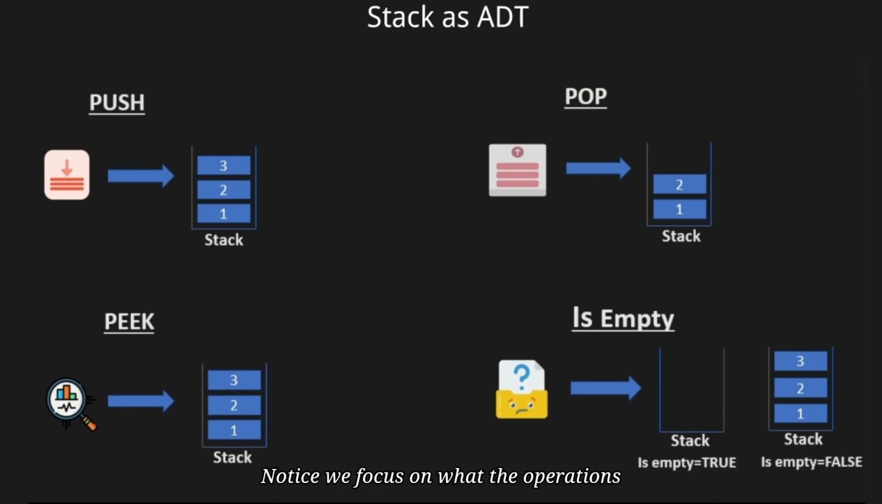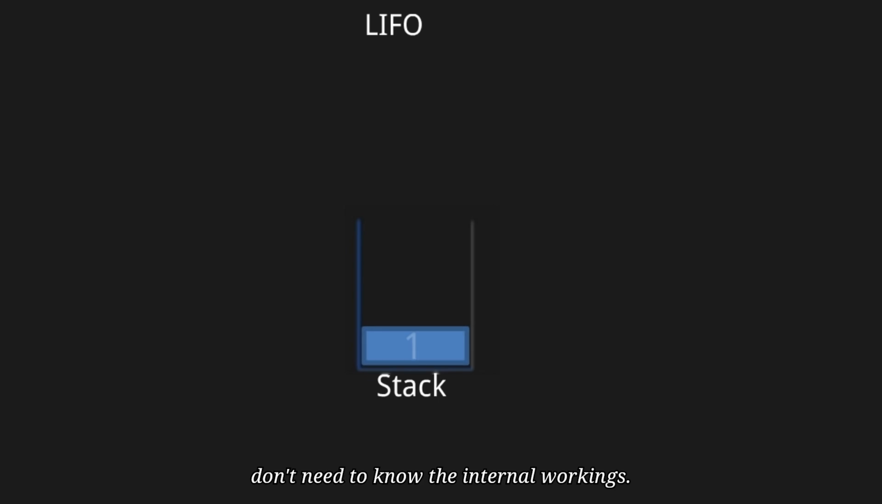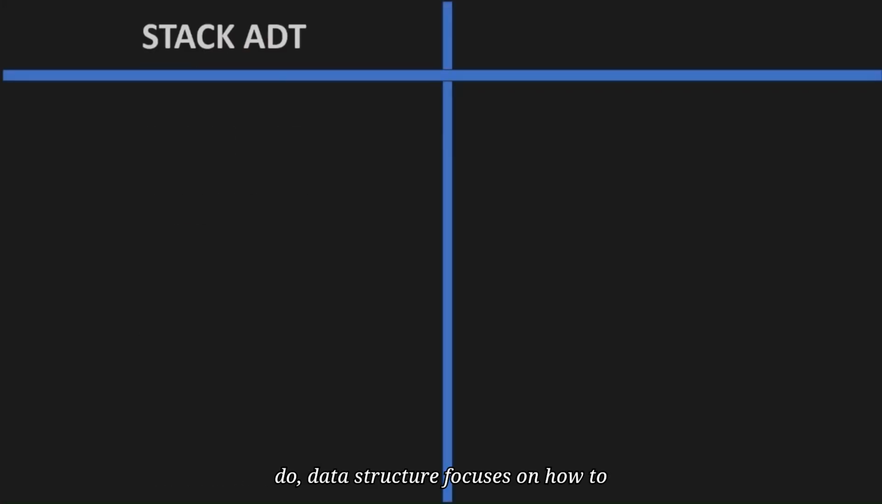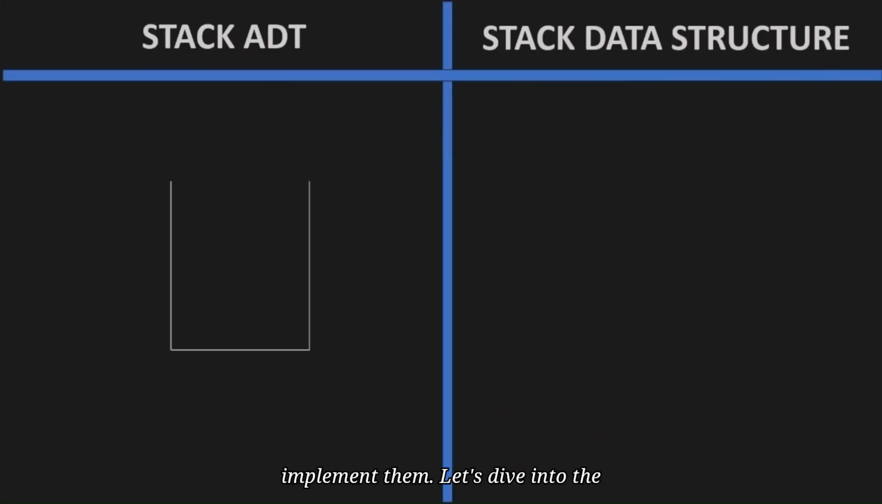Notice we focus on what the operations do, not how they're implemented. That's why a stack is considered an abstract data type, or ADT. As a user, you don't need to know the internal workings. It follows the last in first out. While ADT focuses on what the operations do, data structure focuses on how to implement them.